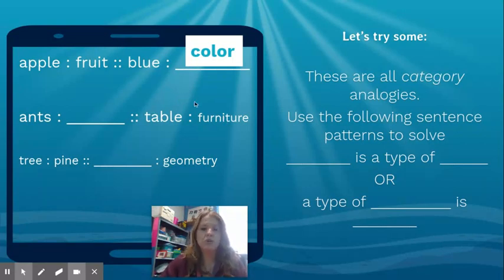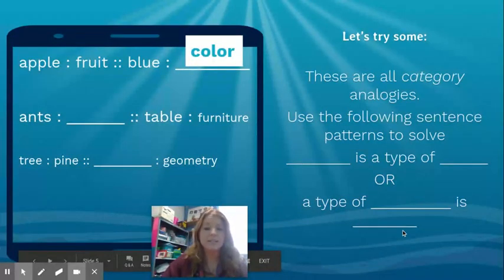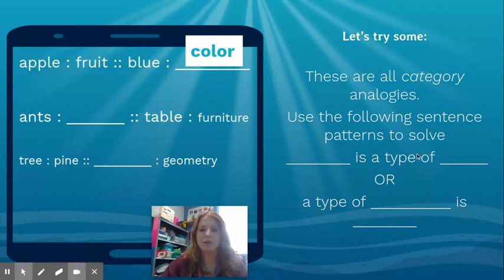In the next one, I have ants are to blank as table is to furniture. I know these are category ones, so I'm going to use these sentence patterns. Maybe I would try the second one: a type of table is furniture. That doesn't make sense. The words are related, but that sentence pattern doesn't work. So I'm going to go back to the first one. A table is a type of furniture. Okay, that makes sense. So ants are a type of, what would you say? Hopefully you said insect. Ants are a type of insect.